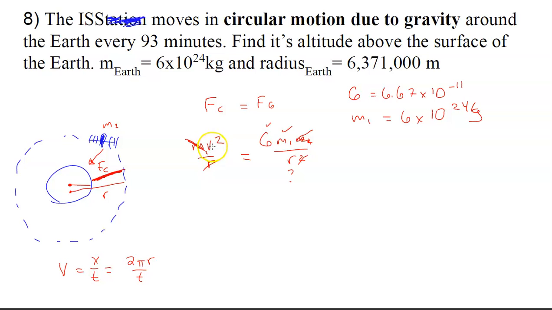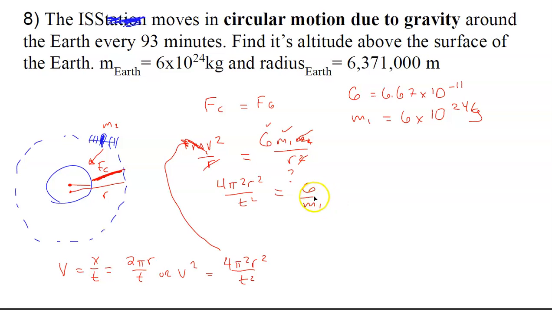And you notice that this is actually v squared. So v squared would be equal to 2 pi r over t, squared. That would be 4 pi squared r squared over t squared. Just square each one of those things. Let's put that in for v up here: 4 pi squared r squared over t squared equals G m1 over r.